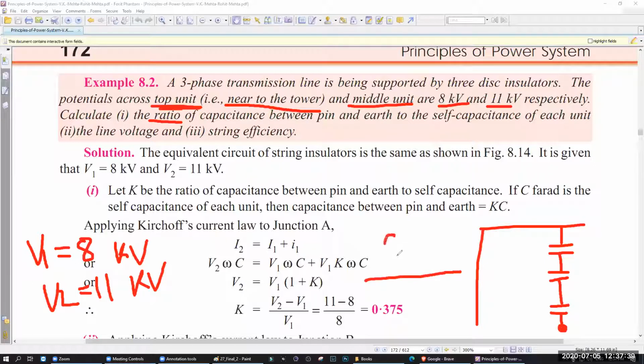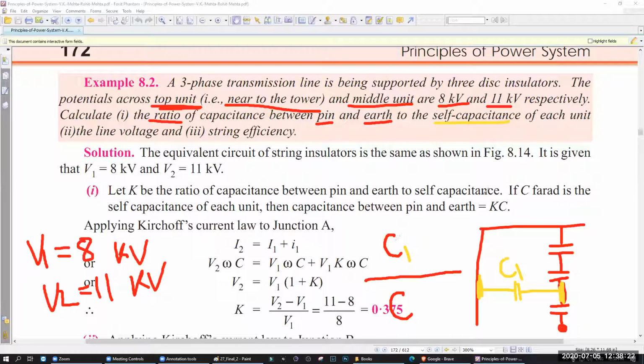You have a capacitor here, you have a capacitor here. But which one is C1, which one is C? Let's see. The upper one is between pin and earth. This one is pin, right? This one is earth, right? So what is this capacitance, C1 or C? This is C1. So C1 should be at the top because they said it first. And two, self capacitance. Self capacitance is C.